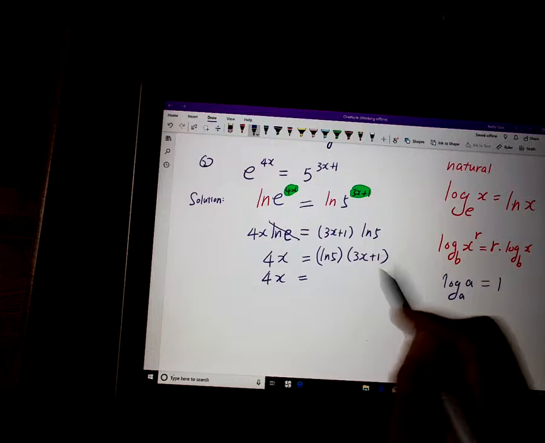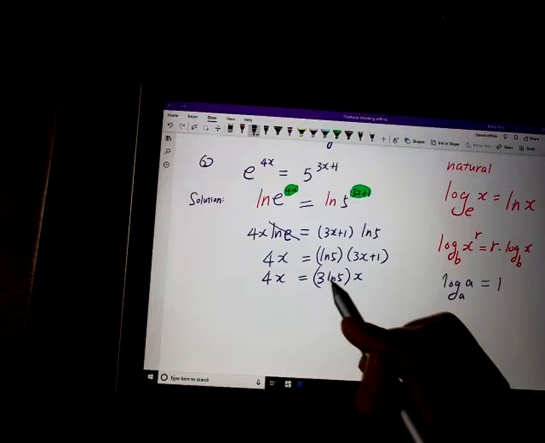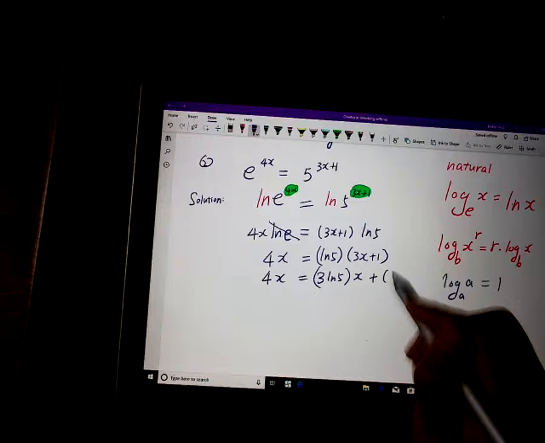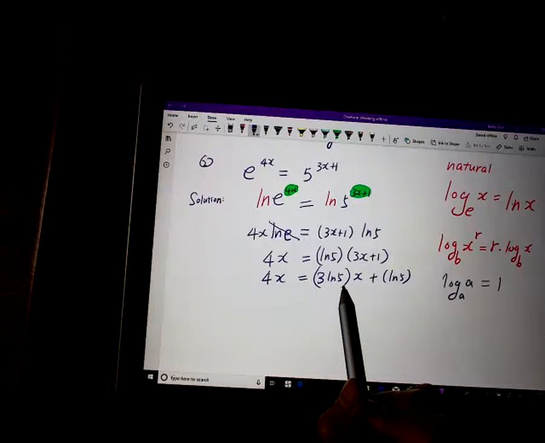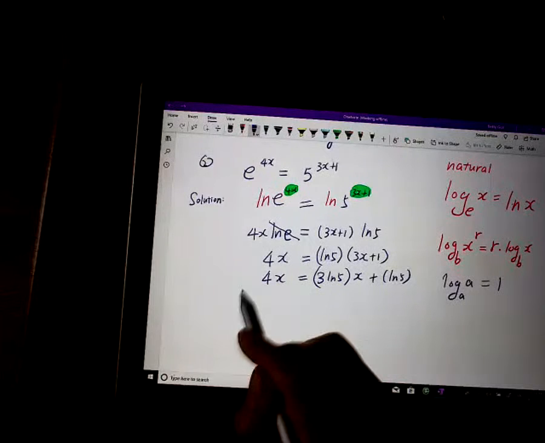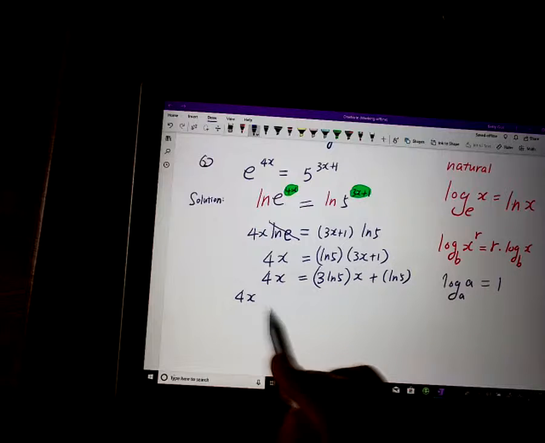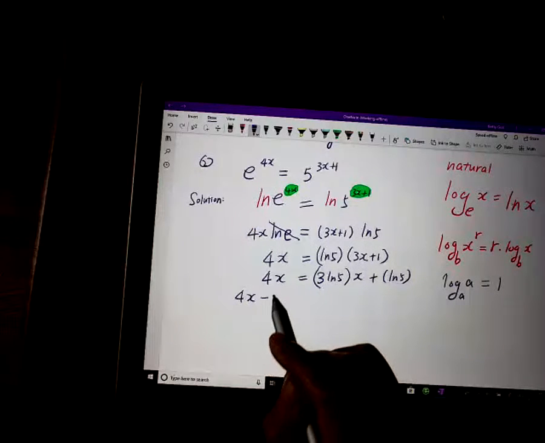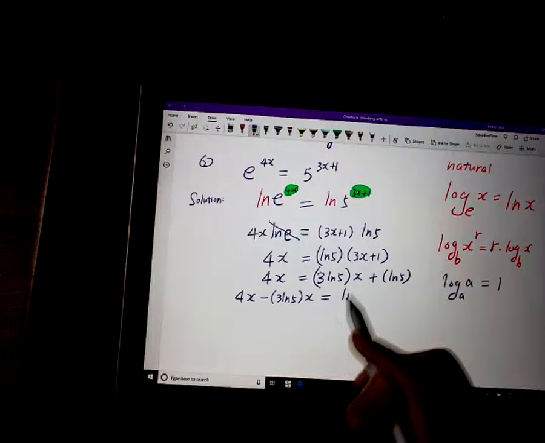To get rid of the parentheses, we distribute with ln5. We have 3 times ln5 times x and then plus ln5. There are 3 terms in the equation now. Two of them have x, the other is just a constant. So now I'm going to move 3 times ln5 times x to the left. Move it and change the sign. So we move it over, negative 3 ln5 x equals ln5.